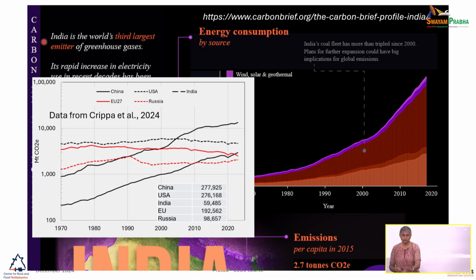You can download all the data from this website. This is the country profile for India. You can do it for other places. There is a tab that says download the data that I used to make these statements and graphs. So I downloaded the data. The data source is out here, Cripps et al. 2024. And when I looked at the data, this is from 1970 until 2024.